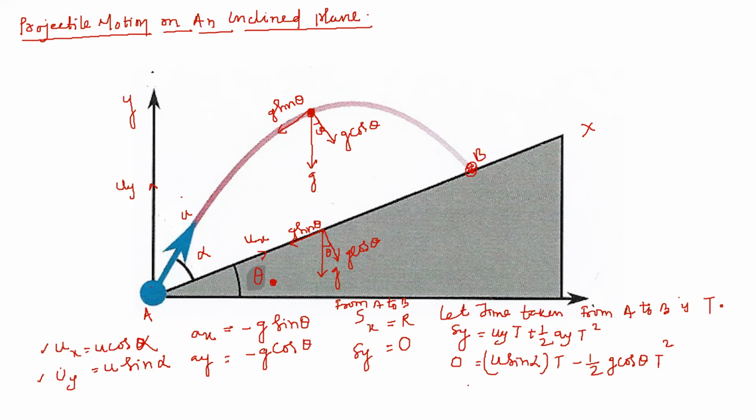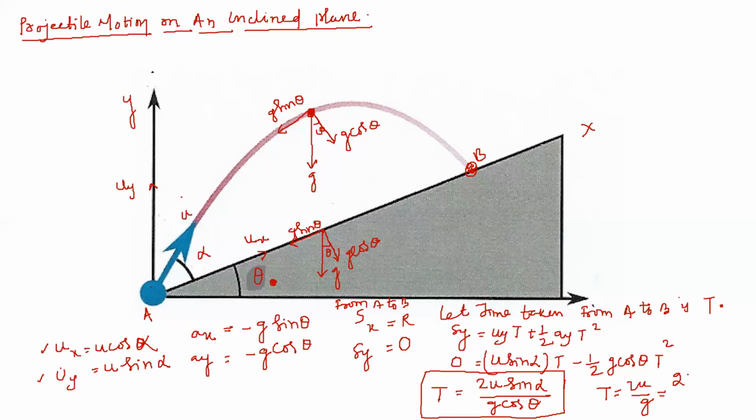By taking it to one side, we can find T is equal to 2U sine alpha by g cos theta. That is, students, what? The time of flight. If you compare it, normally we know T is equal to 2U by g. But here U is not U, it is U sine alpha. So in place of U, I will write 2U sine alpha. And g is not g along Y, so that is g cos theta.